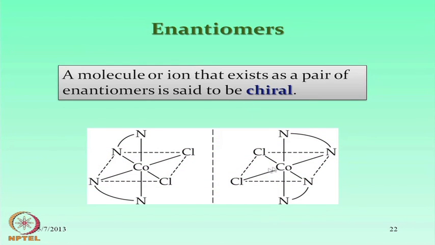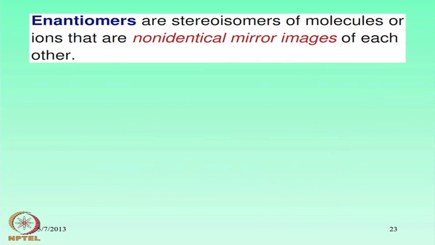So, these are the two compounds, that means the corresponding cis dichloroethylene diamine cobalt 3, and this is one form and this is its mirror image, which are not superimposable to each other. So, they are optically active. These enantiomers that we get are stereoisomers of molecules or ions.